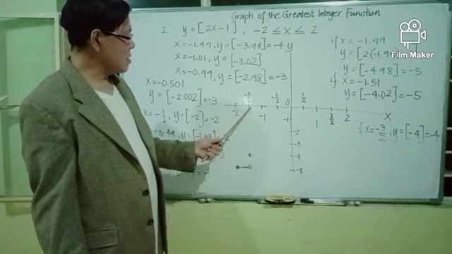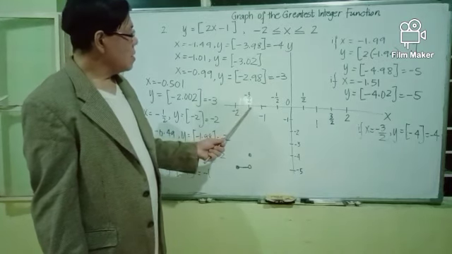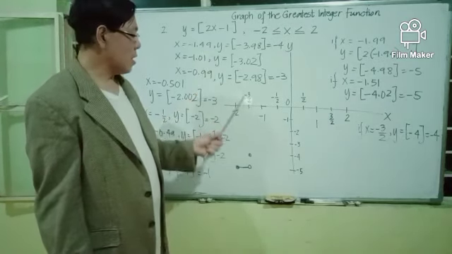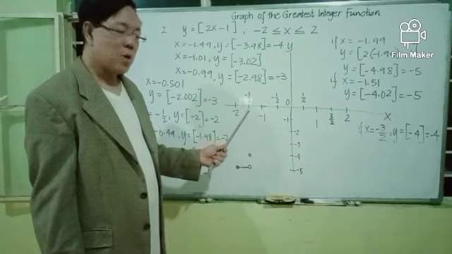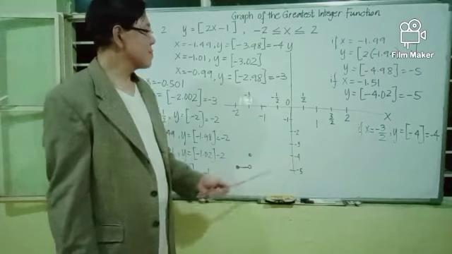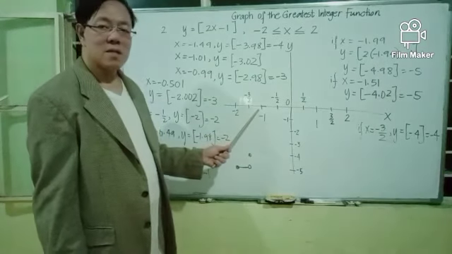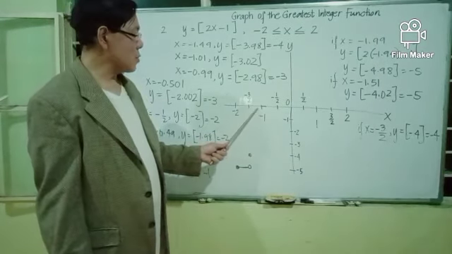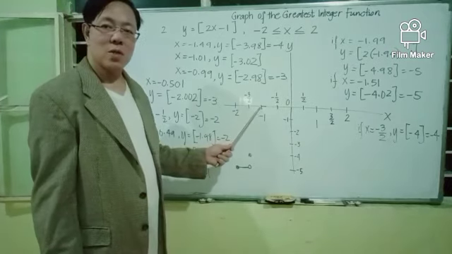Hence, when x is negative 1.49, very close to negative 1.5, the value of y is negative 4. Now, I will take a real number very close to negative 1, but not equal to negative 1.